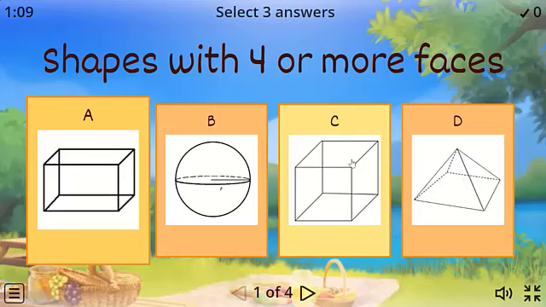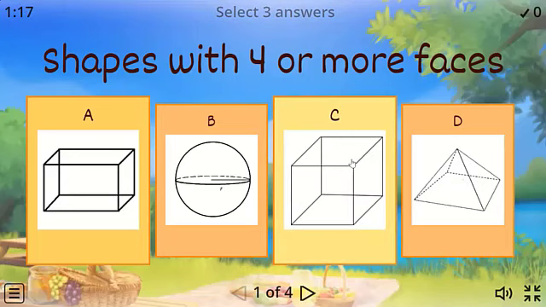Cube. The cube also has 6 faces, and 6 is more than 4. So I choose cube. Square-based pyramid has 5 faces, and 5 is more than 4. So I choose square-based pyramid.